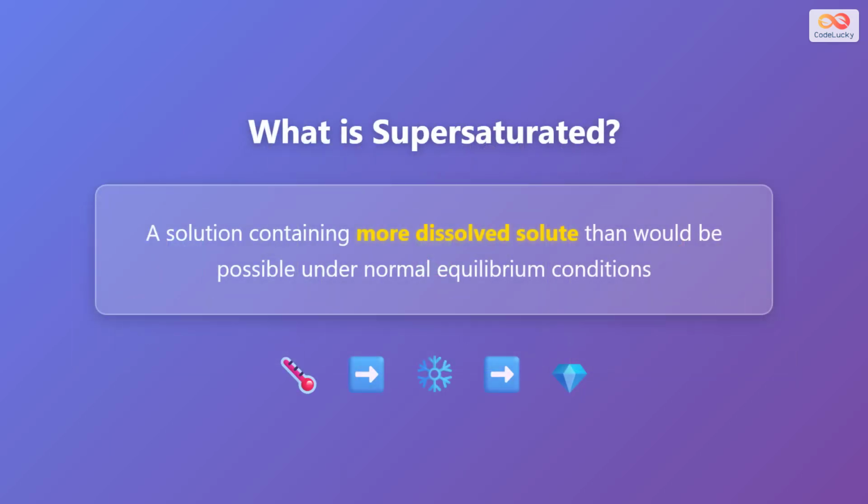So what exactly does supersaturated mean? A supersaturated solution contains more dissolved solute than would be possible under normal equilibrium conditions. Imagine being able to dissolve more sugar in water than should normally be possible at room temperature. This happens through a special process involving heating and cooling. The solution holds onto extra dissolved particles in an unstable state, ready to crystallize at any moment.